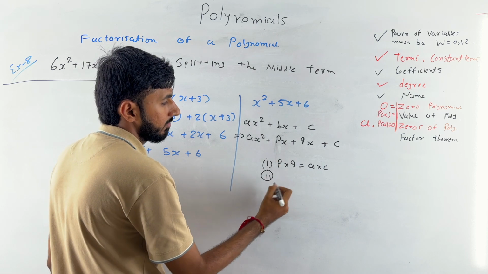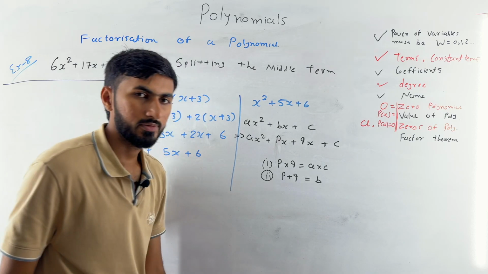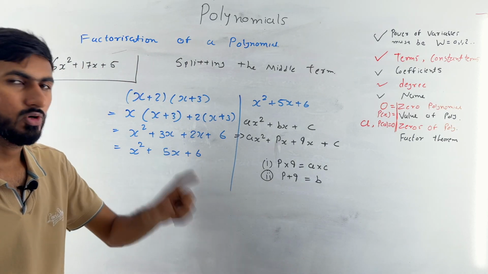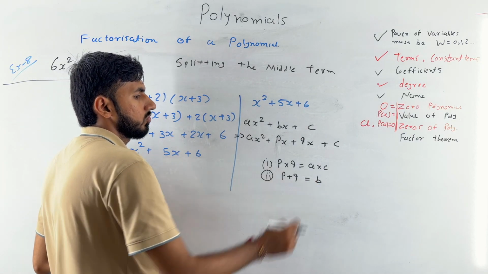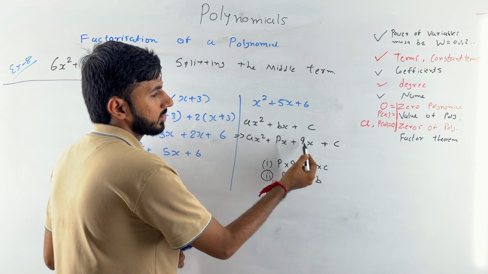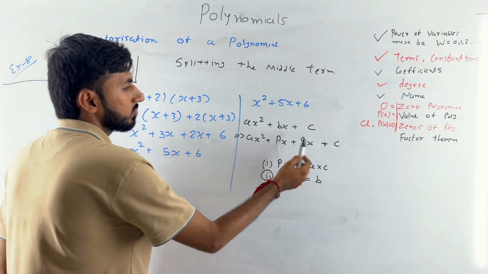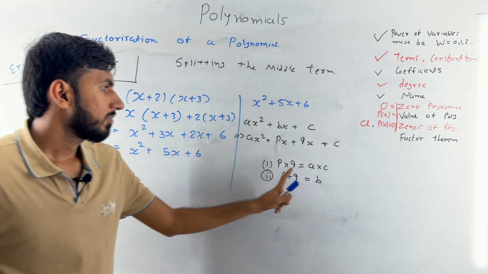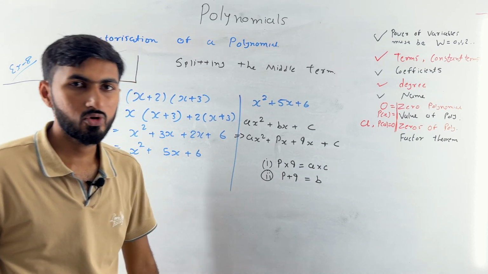Now your second criteria will be p plus q should be equal to b. Here you can use addition or subtraction, any sign, because we all know that subtraction is just a part of addition. So p plus q should be equal to b, and it is obvious, because if I want to write px and qx in place of bx, that means the addition of these both should be equal to bx, right? So p multiply q should be equal to a multiply c, and p plus q should be equal to b.